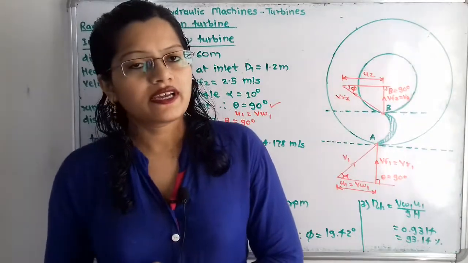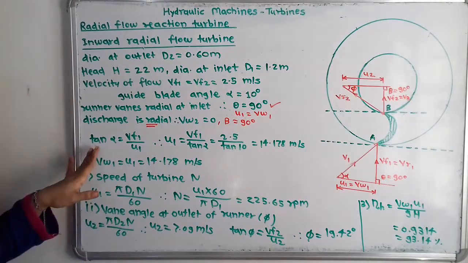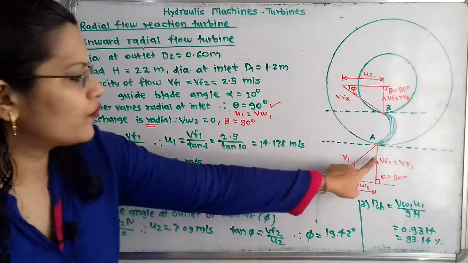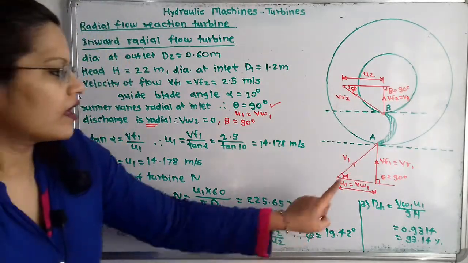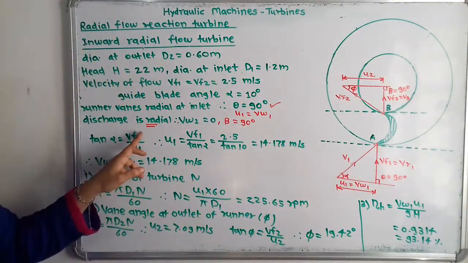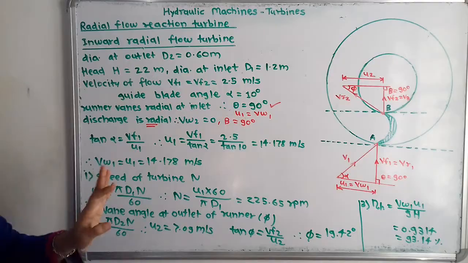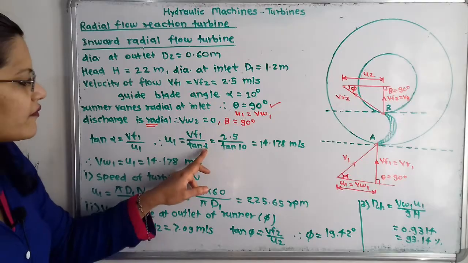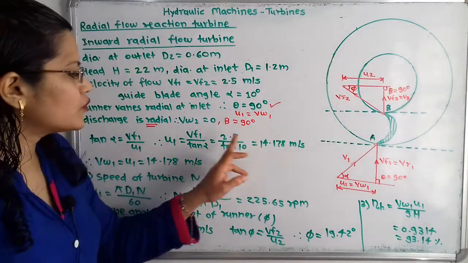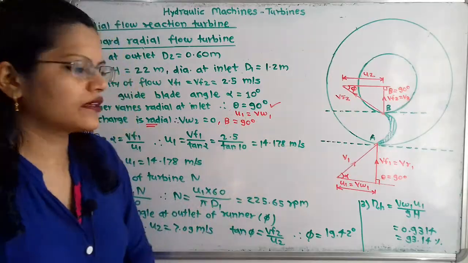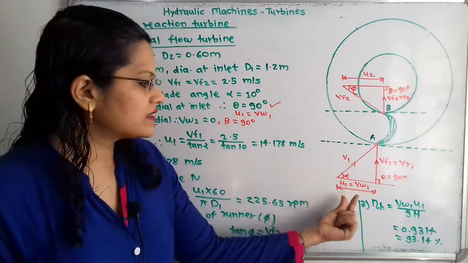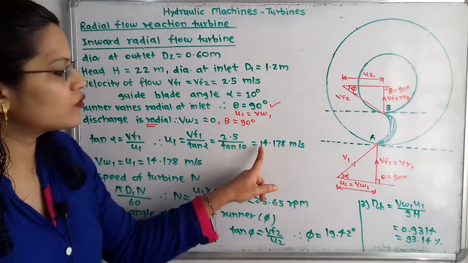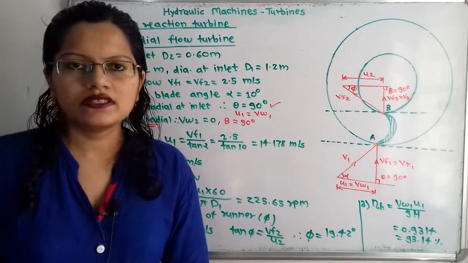Now we will move to the calculations. If we observe the diagram, what is the value of tan alpha? Tan alpha is equal to Vf1 by U1. Alpha is known, Vf1 is also known. Vf1 is equal to Vf2 is equal to 2.5. If we put the value, we can get U1. So U1 is equal to Vf1 by tan alpha, and alpha is equal to 10 degrees. So U1 is 14.178 meter per second. But if we observe this diagram, U1 is equal to Vw1. So the value of Vw1 is also equal to 14.178 meter per second.